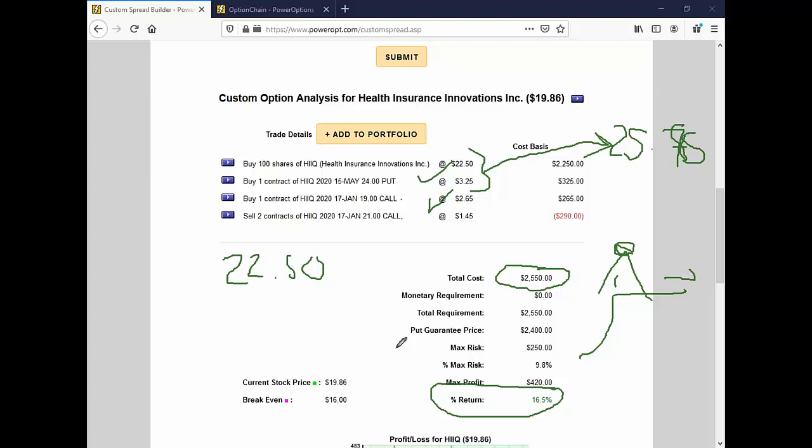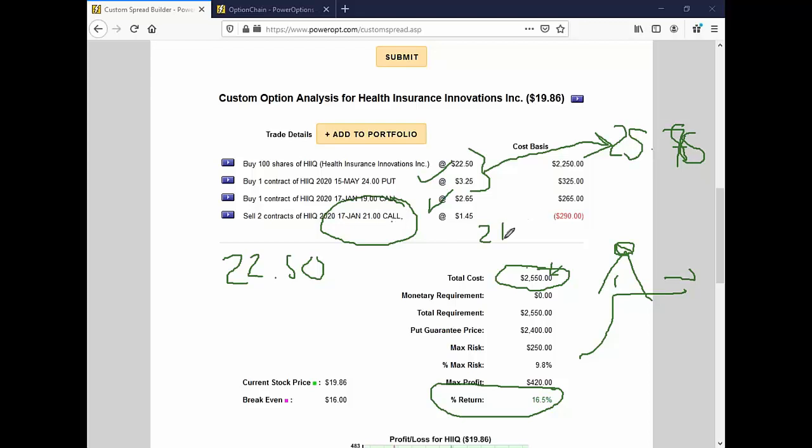Now we have the 19 and the 21 call. That's great. We get a 25-cent net credit. So our new cost basis is $25.50. But I'm giving up my shares of stock at 21, right? Not 25. Not near my cost basis.